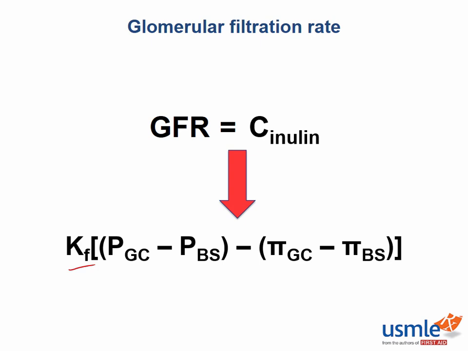What is something that could lower Kf? Or, asked another way, what could increase resistance to fluid flow? One example is damage to the glomerulus resulting in scarring and decreased permeability of the GBM. Overall, a lower Kf correlates with a lower GFR.